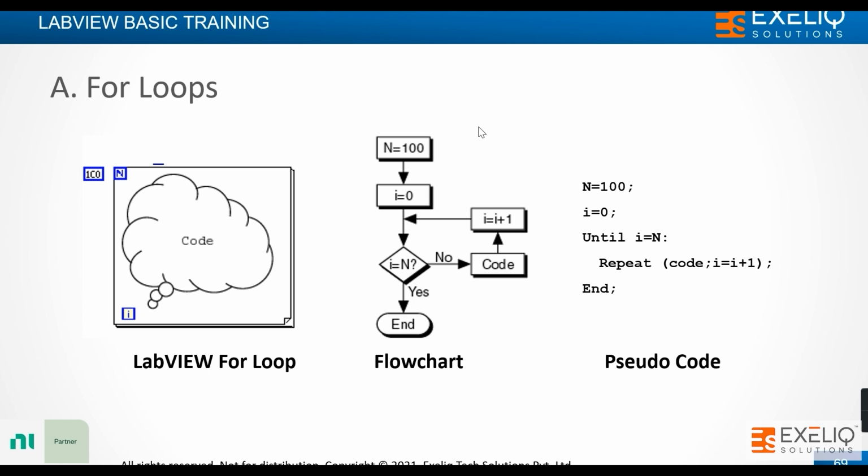Whereas this is the functionality of a for loop in a flowchart, and whenever you create a for loop in a text-based programming language, it looks like this. So this is a very basic comparison of a for loop in LabVIEW, flowchart, and pseudocode.